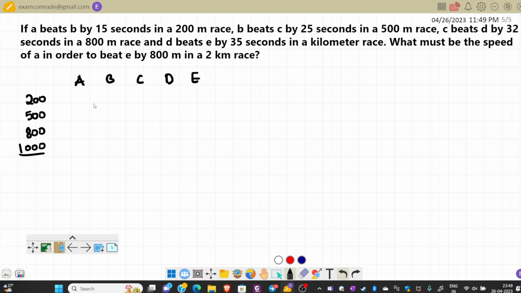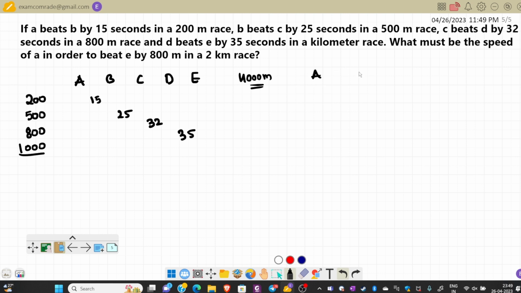Between A and B, there is a delay of 15 seconds. B and C, there is a delay of 25 seconds. C and D, there is a delay of 32 seconds. And D and E, 35 seconds. As discussed in the previous questions, we need to make the race distance the same so that we can compare the speeds of all these racers. So we'll take the LCM of these, that is 4000 meters. We'll convert this time delay into the equivalent time delay for 4000 meters.